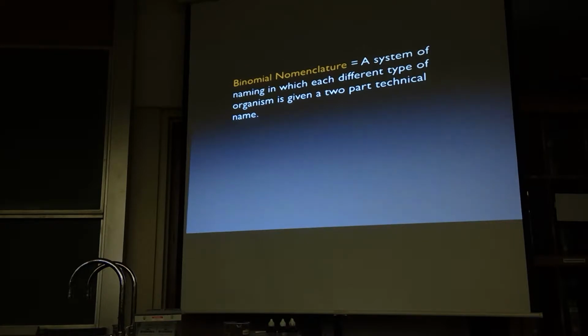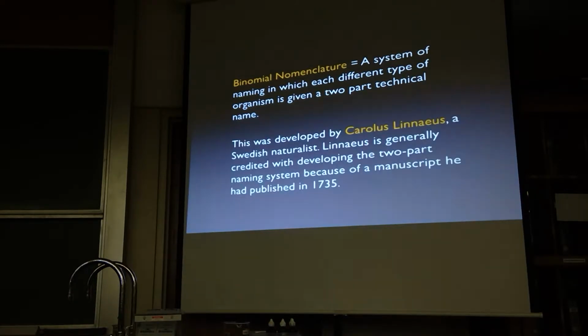Binomial nomenclature means that each organism has a two-part technical name. Binomial means two parts, and nomenclature just means you ought to have a name. So a two-part technical name. This system was developed by Carolus Linnaeus. You'll notice he was a Swedish naturalist. Carolus Linnaeus is a Latinized form of that person's name. So that was not his original name, but his name is Latinized in the manuscript.